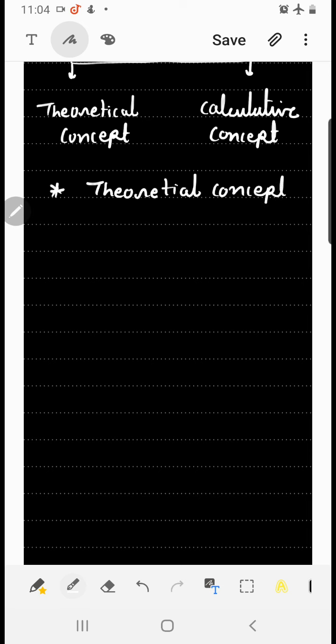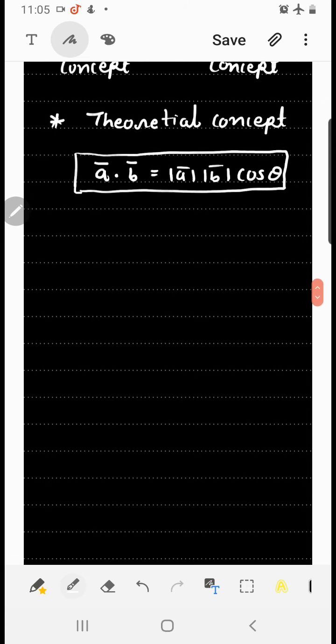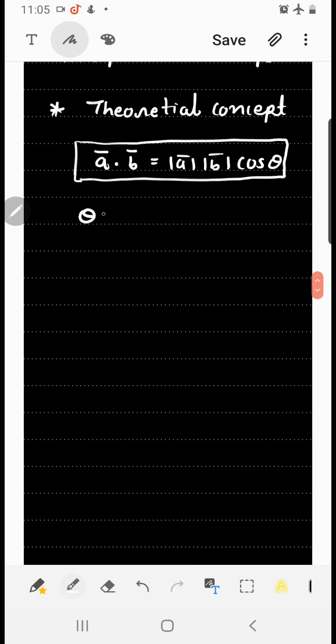Now, when we say theoretical concept, you should remember the formula of dot product. Let's say the vectors are 2. A bar dot b bar is equal to mod of a bar mod of b bar cos theta. This is the formula we have for dot product. Okay, now here in this definition, the most important term to understand is theta. If I ask you what is theta, can I say it is the angle between A bar and B bar? And that's what is given in the book also. Okay, it's an angle between two vectors.